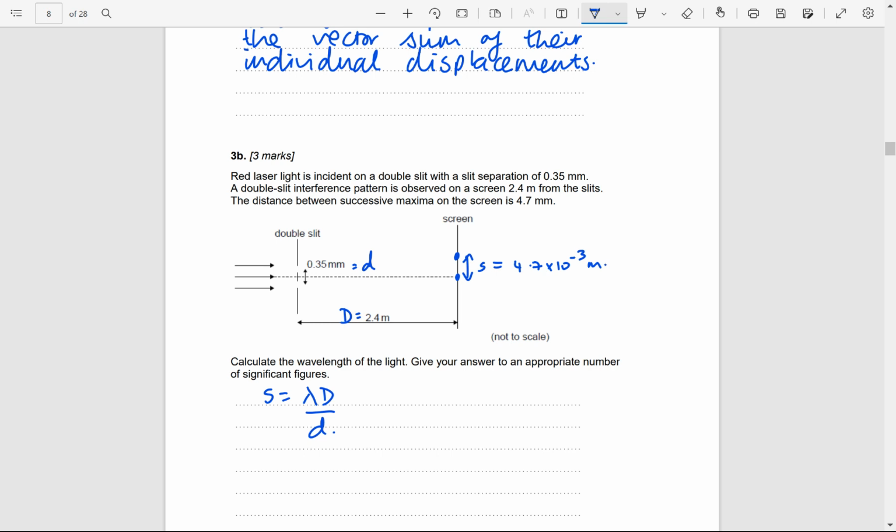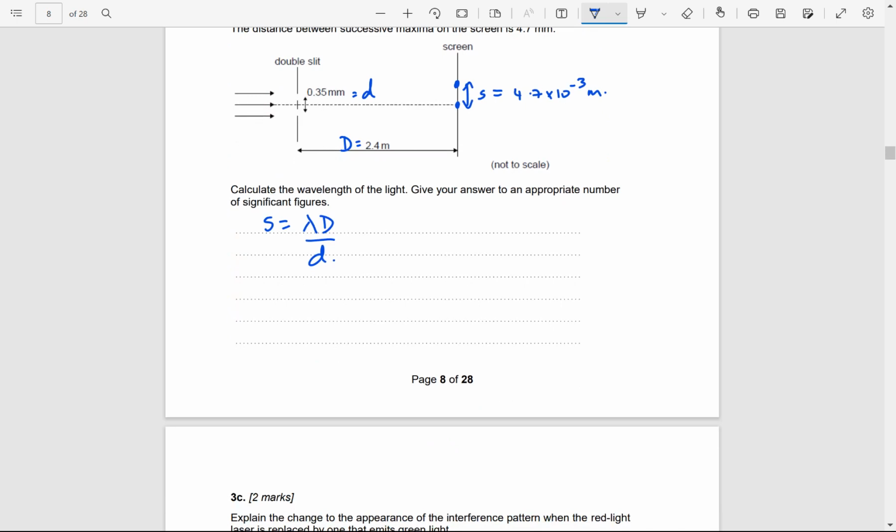Have I missed anything else? No. All right, so calculate the wavelength of the light. So S d over capital D equals lambda. And the only thing I need to watch out for is different units. So I've got 4.7 times 10 to the minus 3, that's S, multiplied by little d. I'm going to watch out for the units here because I'm in millimeters, need to convert. And I'm going to divide that through by the slit to screen length.